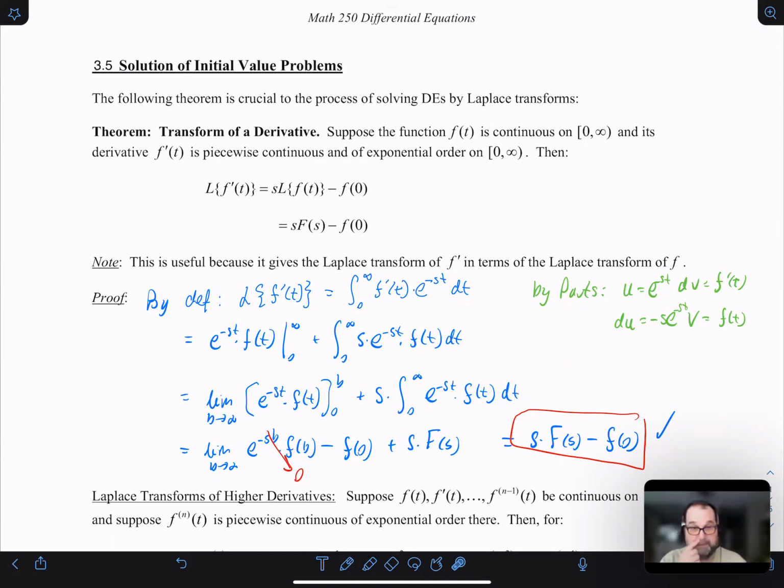So the first thing we need is, what is the Laplace transform of the derivative of a function? The Laplace transform of f prime. So this is actually the theory. This is the result. The Laplace transform of f prime is s, the independent variable s, times the Laplace transform of f minus f of 0, which is, of course, our initial condition.